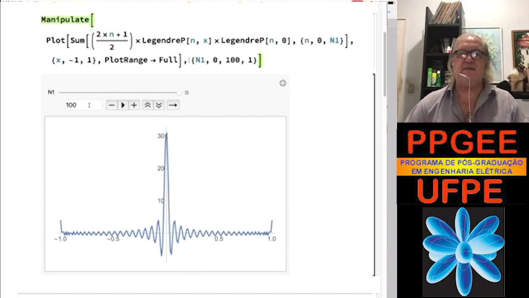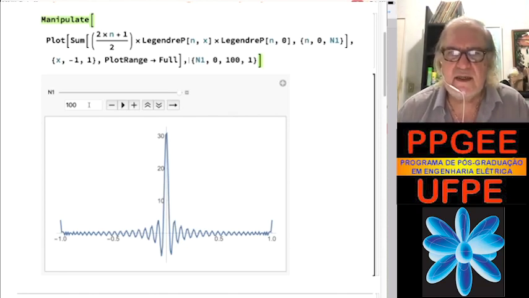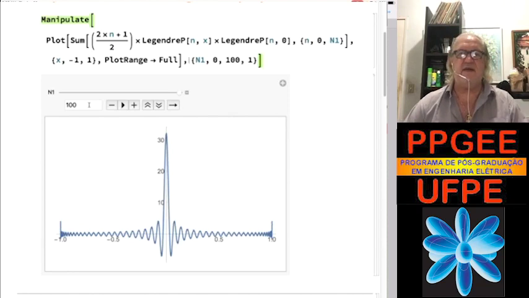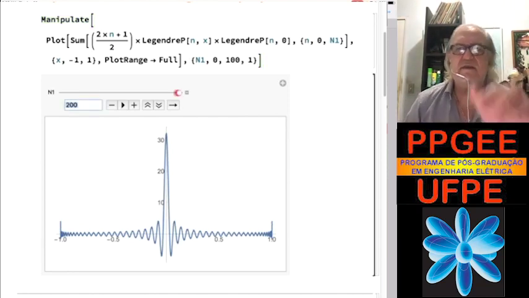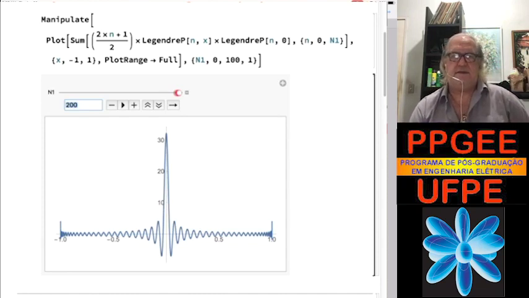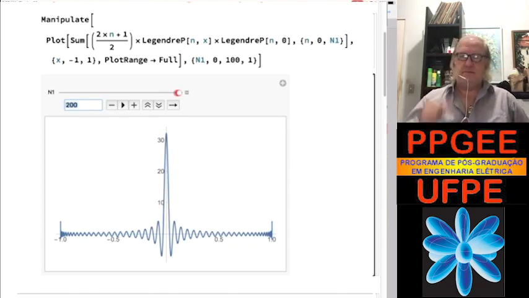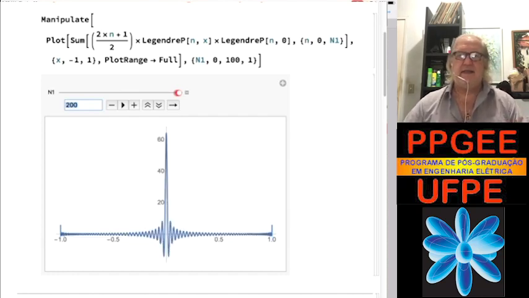I'll try to make 200 terms here just to see if it calculates. I hope it doesn't blow up my computer. It did 100, right? Let's put 200 terms and see what happens. Still doing. Well, let it go. Oh, it did. Okay, it's getting nicer, right?